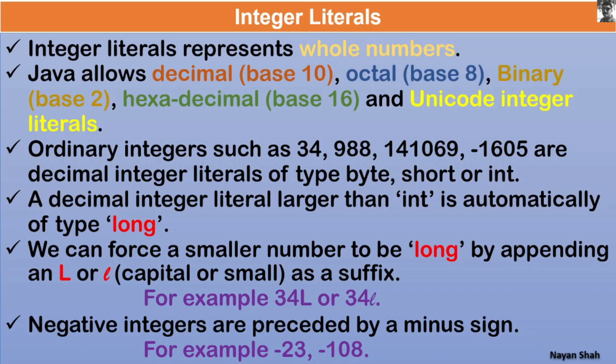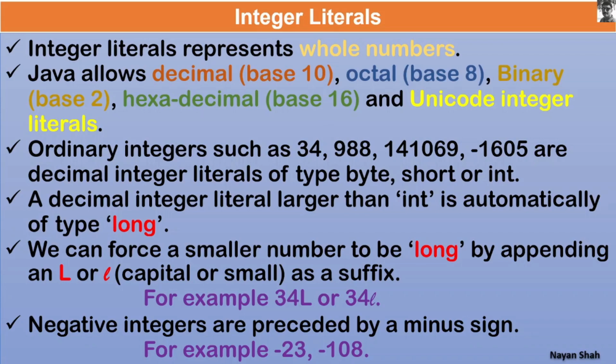Hexadecimal number system is a bigger number system than even decimal, with base 16. And there are 16 unique digits like 0, 1, 2, 3, 4, 5, 6, 7, 8, 9, A, B, C, D, E, F. So 0 to F. And then we have Unicode integer literal, which we will discuss further in this chapter. Ordinary integers such as 34, 988, 14, 10, 69 or minus 1605 are decimal integer literals. They are all decimal integer literals of type byte, short or integer.